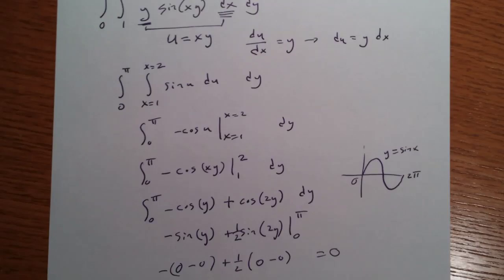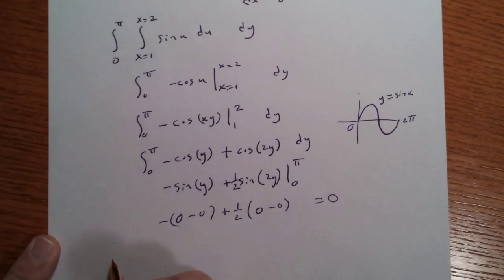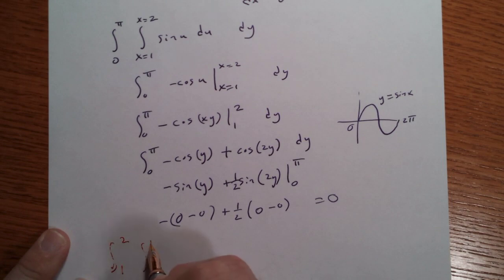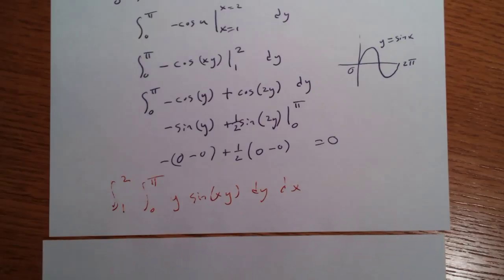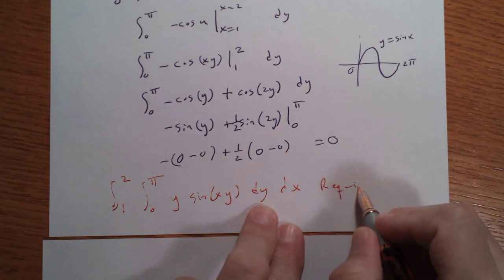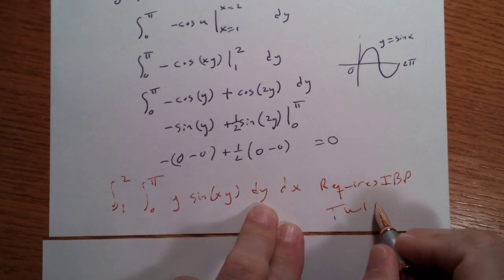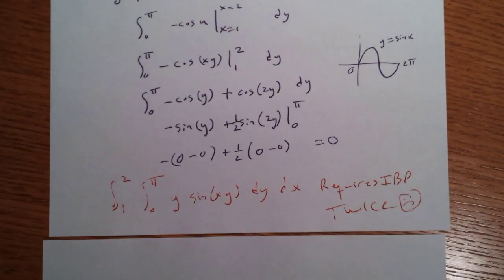I will say that if I try and do this problem in the other order, integral from 1 to 2, integral from 0 to pi, y sine of xy dy dx. Well, please notice the integrand here. The integrand here is a product. It's y times sine of something y. Oh, crud. If I have y times sine of y, that's integration by parts. And what's worse, it's double integration by parts. So if I want to do it this way, this requires integration by parts twice. I absolutely don't want to do that.